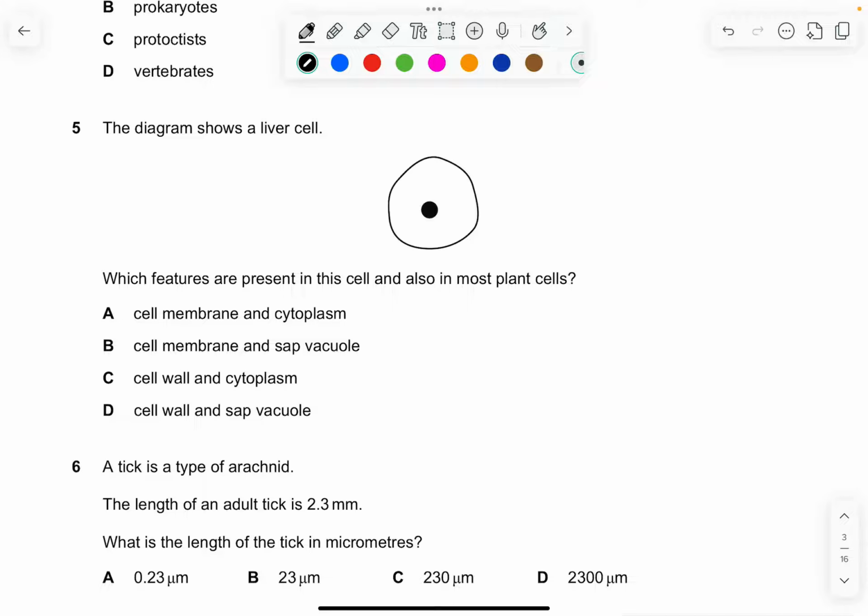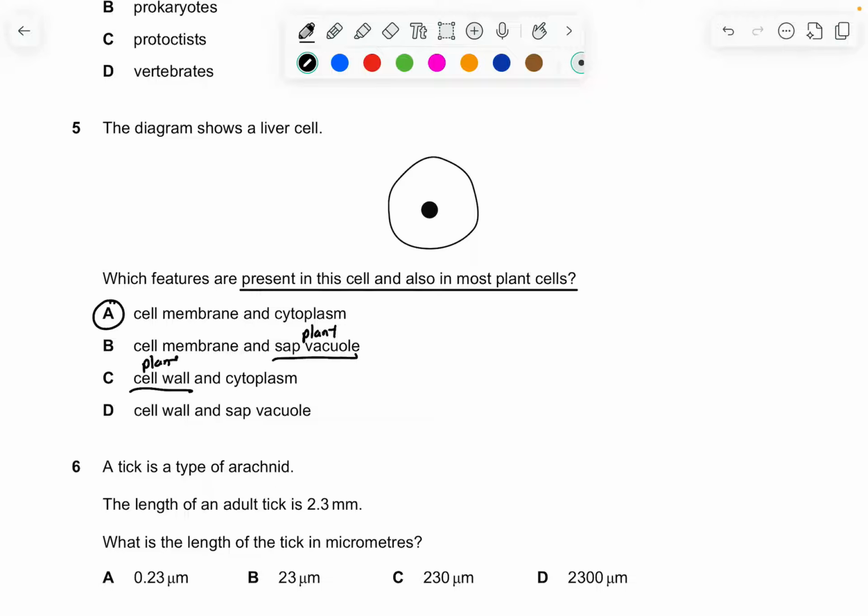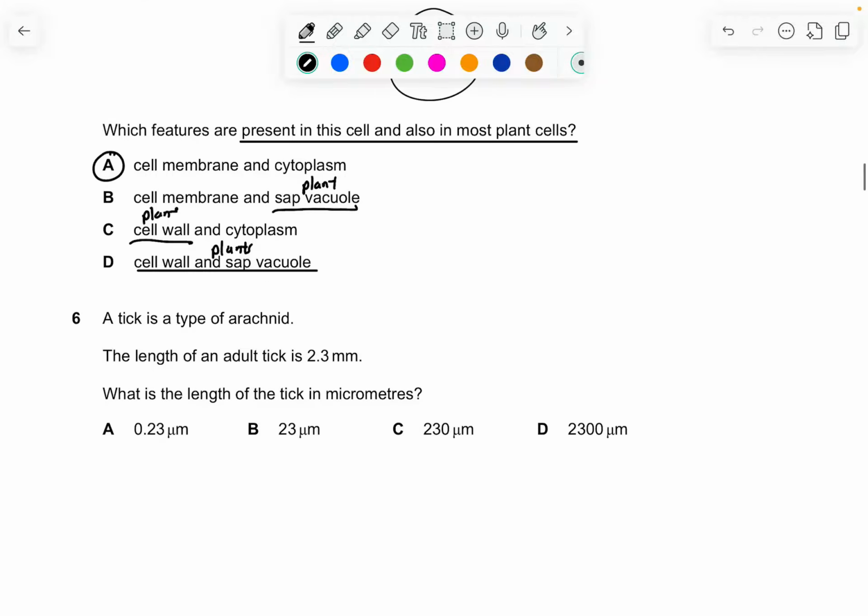Question 5. The diagram shows the liver cell. Which features are present in this cell and also in most plant cells, meaning both animal cell and plant cell possess these organelles? I've seen the answer here. So the answer is cell membrane and cytoplasm. Both of these can be commonly found in both animal and plant cells. Cell membrane is in both, and the vacuole is only for plant. Cell wall is only for plant. So that's the answer.